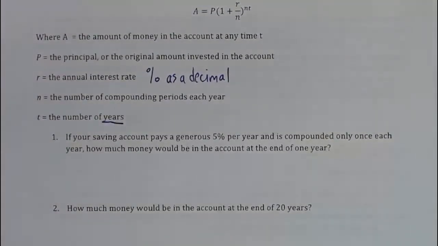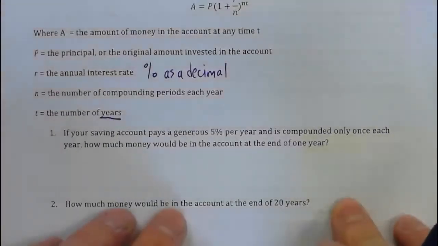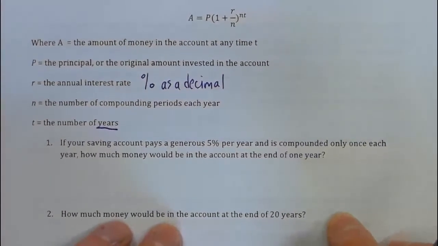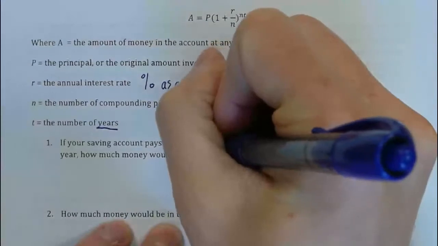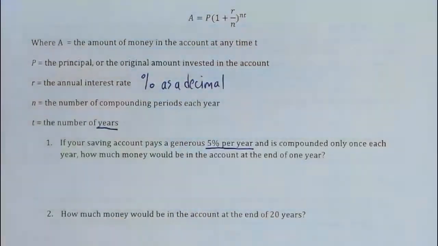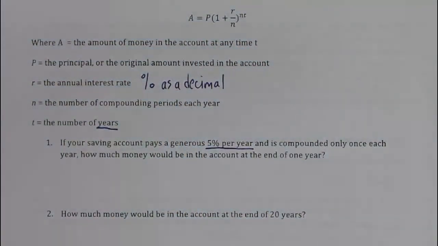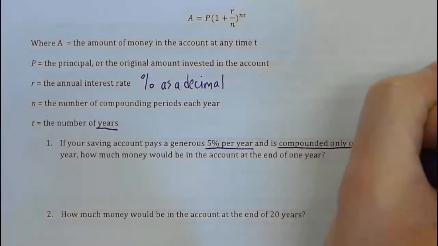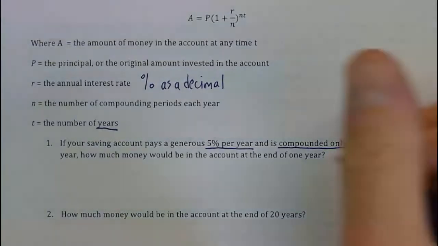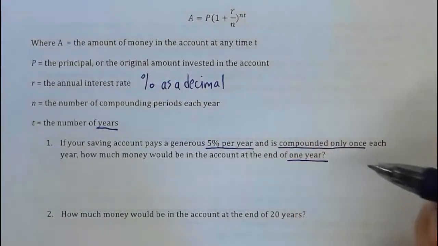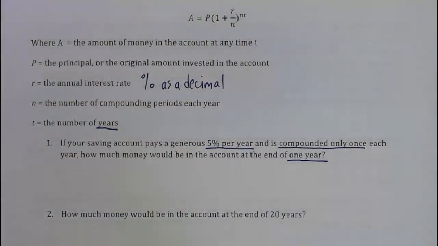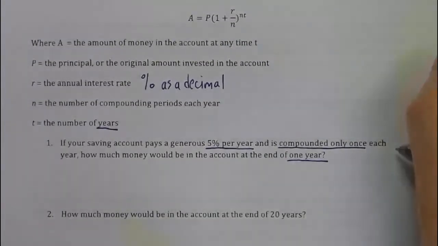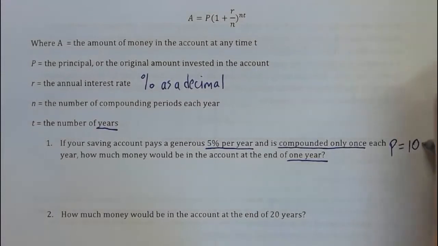In number 1, our savings account pays a generous 5% per year. Generous because most savings accounts are less than 1% per year, because they're very safe investments. In this first one, we're compounding only once each year, and we're only looking at one single year. And remember, we're talking about $100 from what we mentioned before. So our P for principal is going to be 100 for both of these problems.